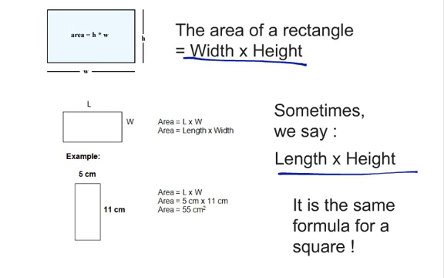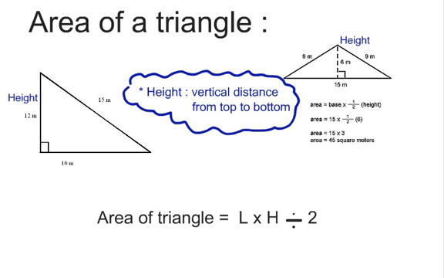That means I could cover my rectangle with 55 squares that each of them measure 1 centimeter by 1 centimeter. Instead of counting them one by one, we use a formula to count faster. So we multiply the 2 dimensions together. Don't forget, we need to write square centimeters for the units.